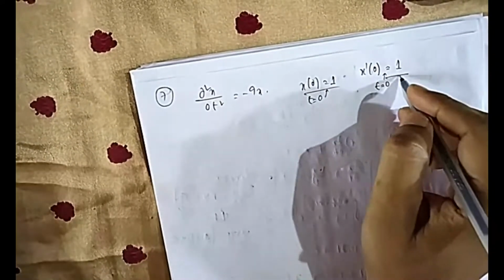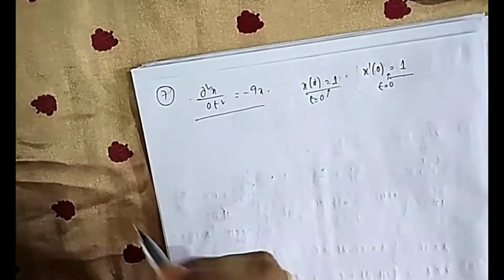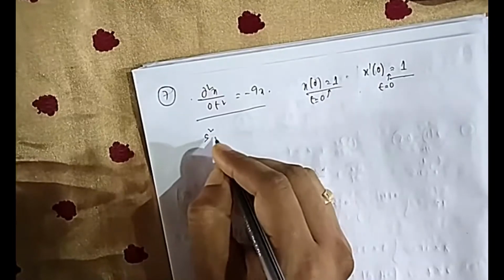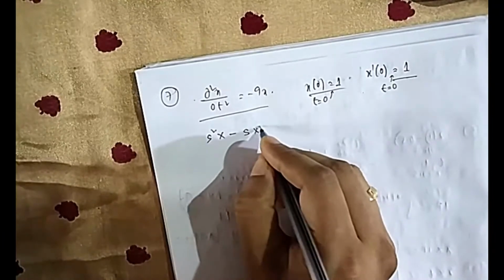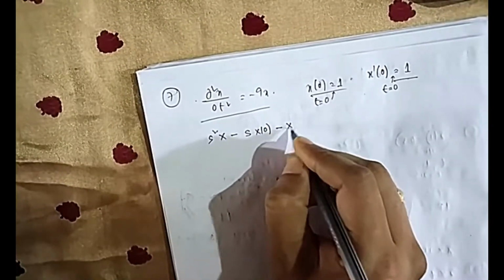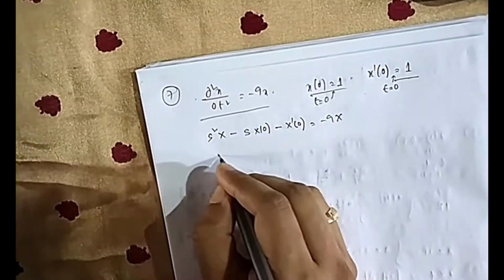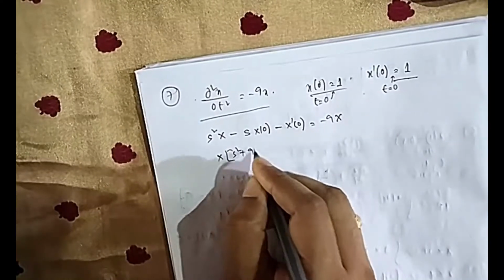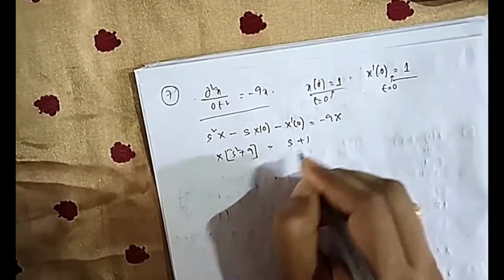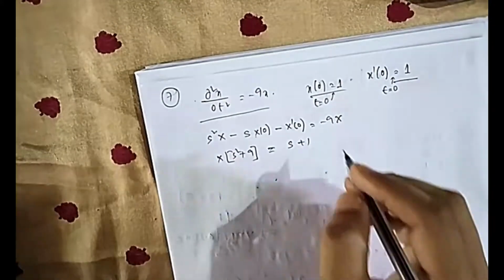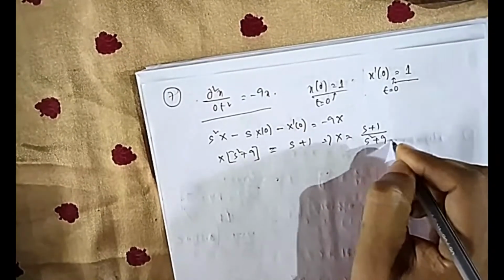That means it is a normal, good looking differential equation, with nothing like t multiplied, so you will obviously go for Laplace. So it is s square X minus, if you recall, s into x(0), minus x dash 0, is equal to minus 9 capital X. If you put all these and take X common, it will be s square plus 9, and this is 1, so it is s, and this is also 1, so it is s plus 1. So X is equal to s plus 1 divided by s square plus 9.